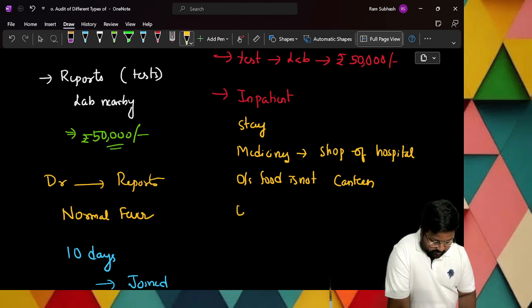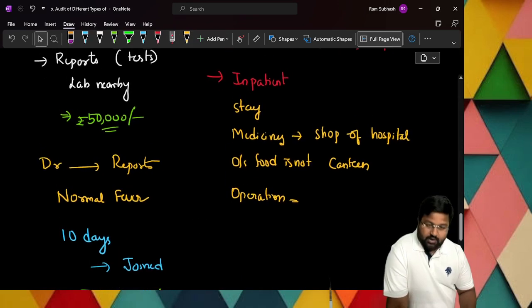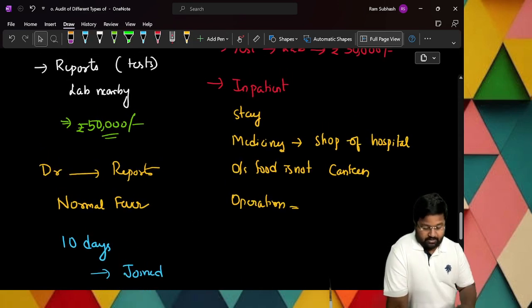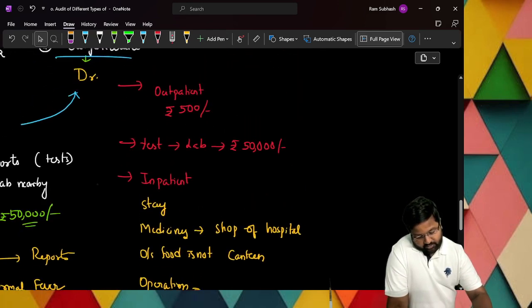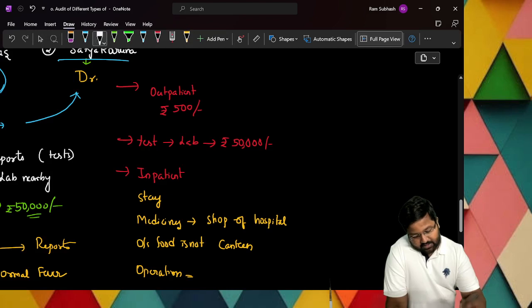So the operation has been fixed to be done. Now, operation theater. So automatically the operation will be done and the amount has been paid. Now, from this point of view, let us see the incomes.